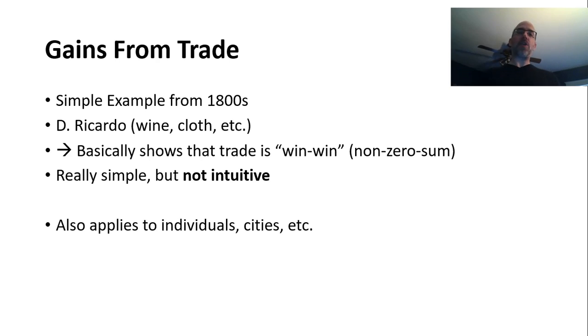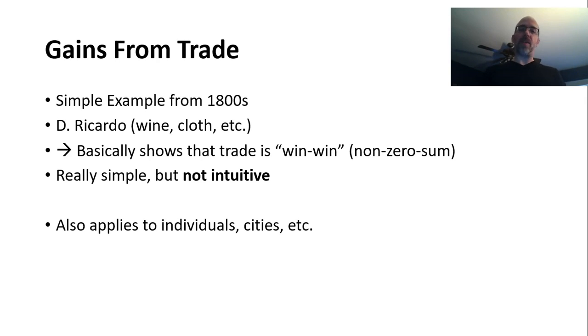Right? This example goes back to David Ricardo in the 1800s. It's a classic textbook example. I think it was England and Portugal with wine and cloth. But it's some simple numbers. It kind of does some things right. It doesn't show some other things about the real world, but it basically shows trade is win-win or non-zero sum. Both countries are going to be better off with trade than without.